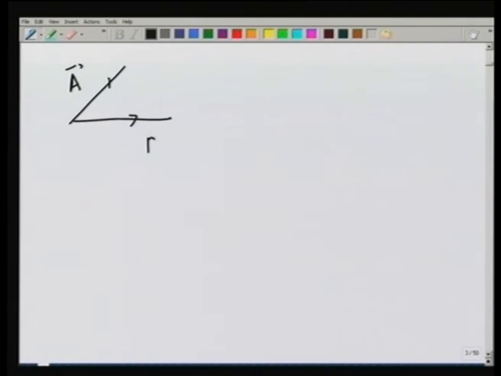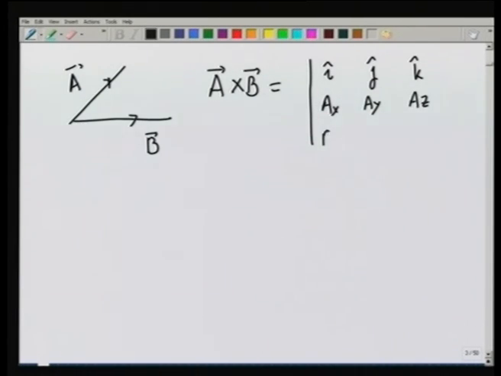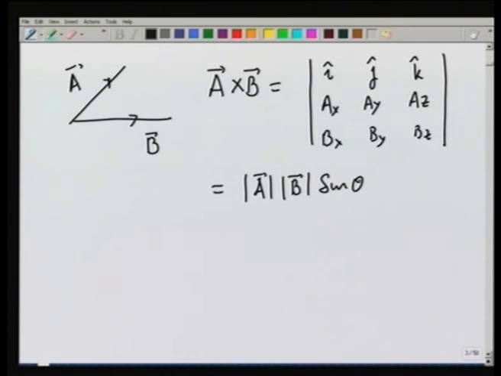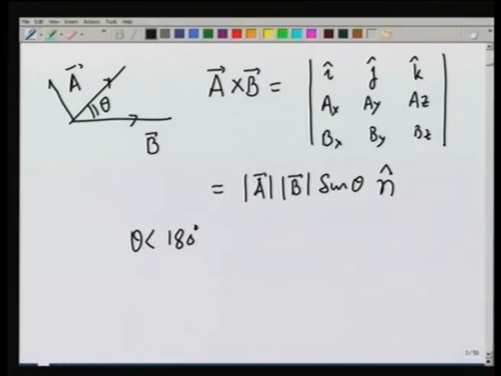Similarly, if I look at two vectors A and B, then A cross B, which I can write as the determinant i j k, A x A y A z, B x B y B z, is also equal to magnitude of A times magnitude of B times sine of theta, where theta is the smaller of the angle between A and B. So, theta is less than 180 degrees, times a unit vector in direction n, where n is perpendicular to both A and B. So, it is perpendicular to the plane formed by A and B. So, it will be somewhere like this, maybe coming out of this plane of the board.